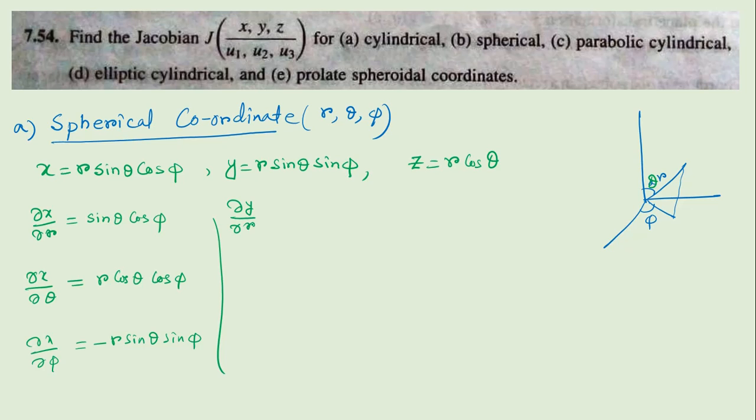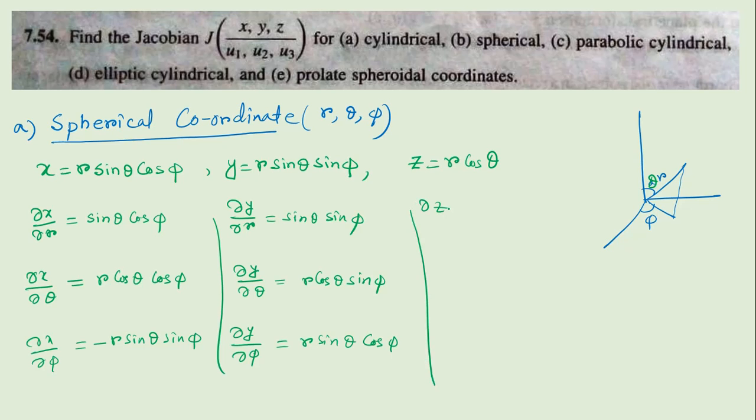∂y/∂r, that is sin θ sin φ, ∂y/∂θ is r cos θ sin φ, and ∂y/∂φ is r sin θ cos φ. ∂z/∂r, that is cos θ, ∂z/∂θ, that is minus r sin θ, and ∂z/∂φ, that is 0. Clear?